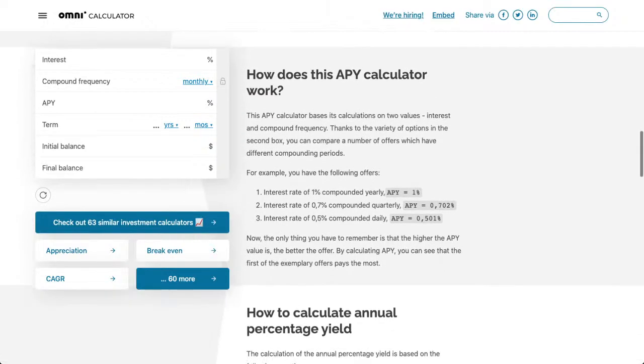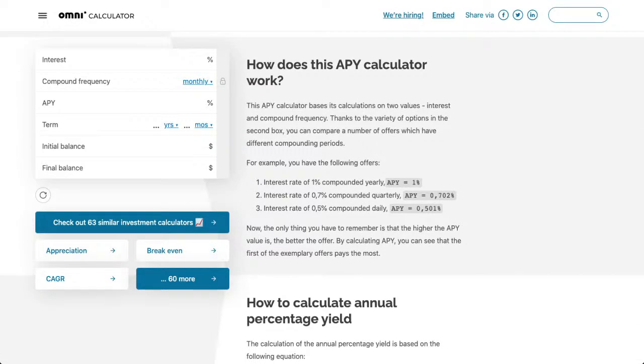So let's look at the next section. Before we get onto the calculator, how does the APY calculator work? Okay, so this is the second question of the topic. This APY calculator bases its calculation on two values, the interest and the compound frequency. Compound frequency just means how many times the interest is going to be reinvested back in for you. So how often: daily, weekly, monthly, quarterly, that sort of thing.